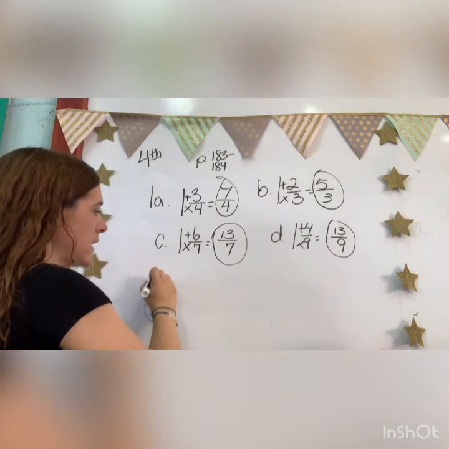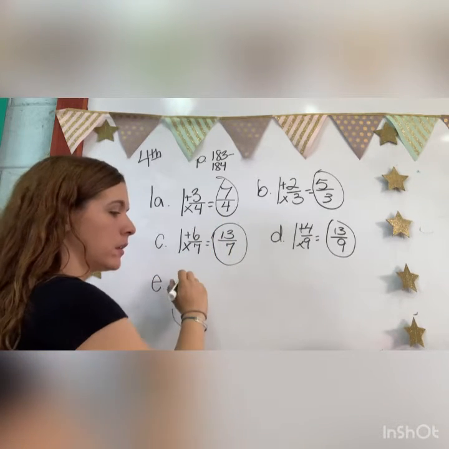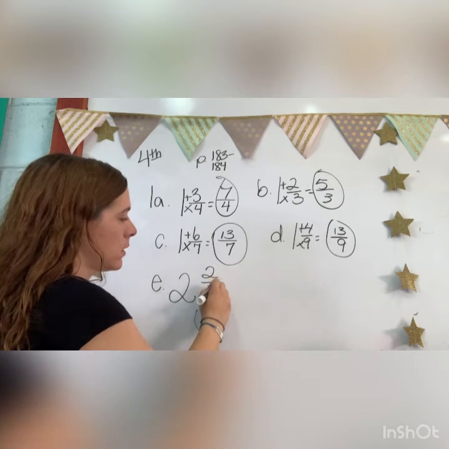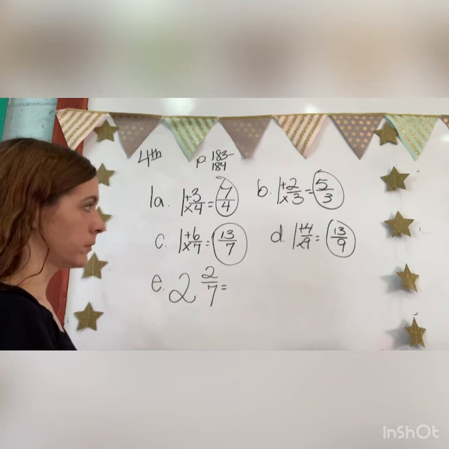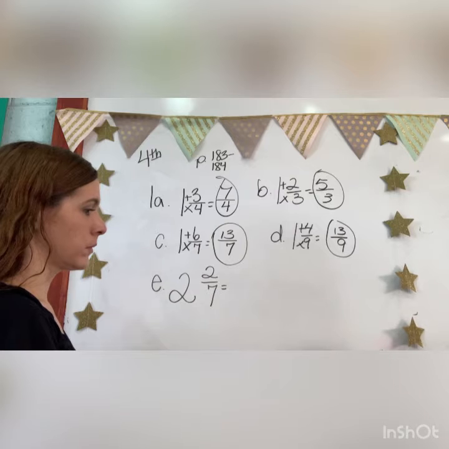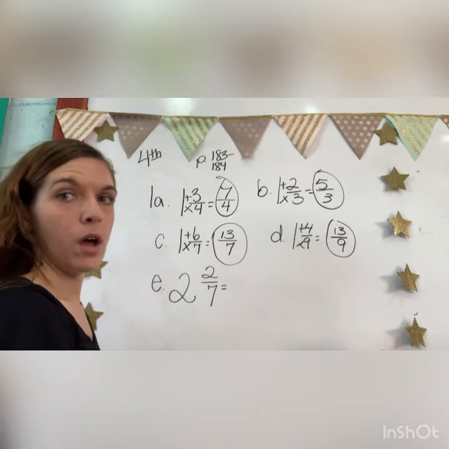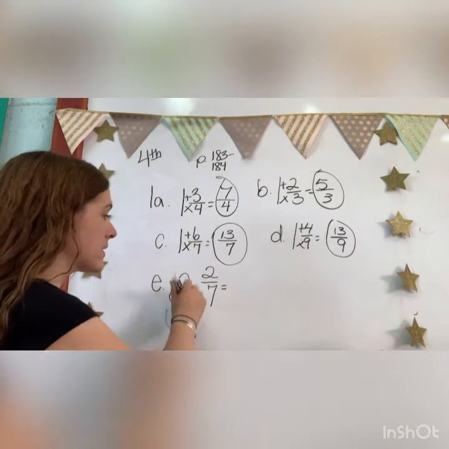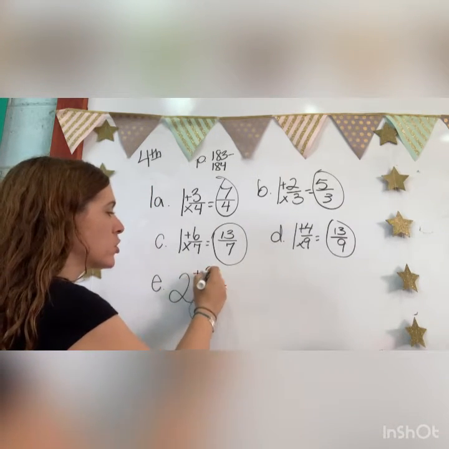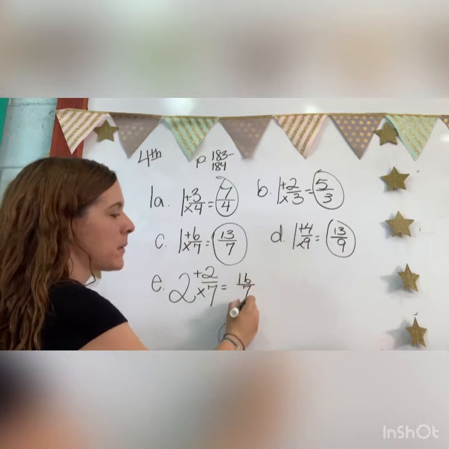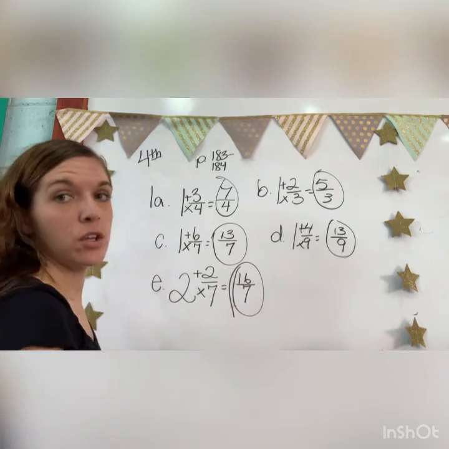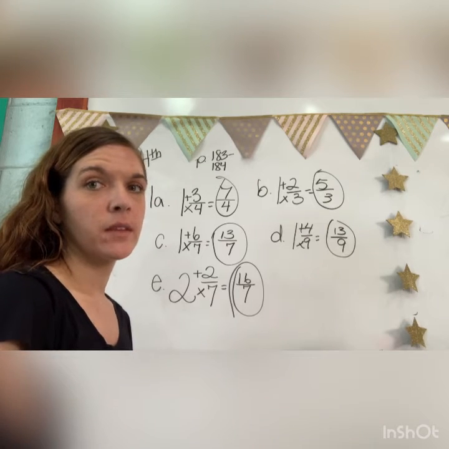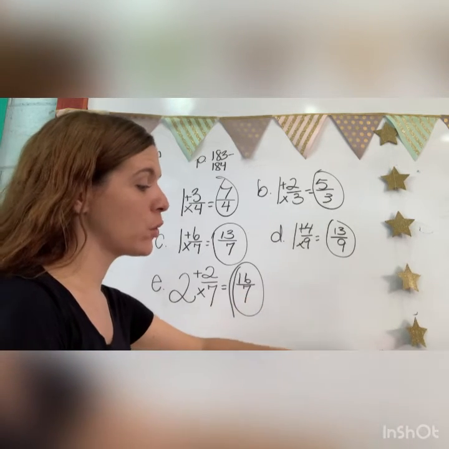Okay, try letter E by yourself. Okay, what'd you get, buddy? 16 over 7, right? 7 times 2 is 14 plus 2 is 16 with a 7 on the bottom because the denominator doesn't change. Okay, that's how you do those. So you guys can do the rest by yourself.